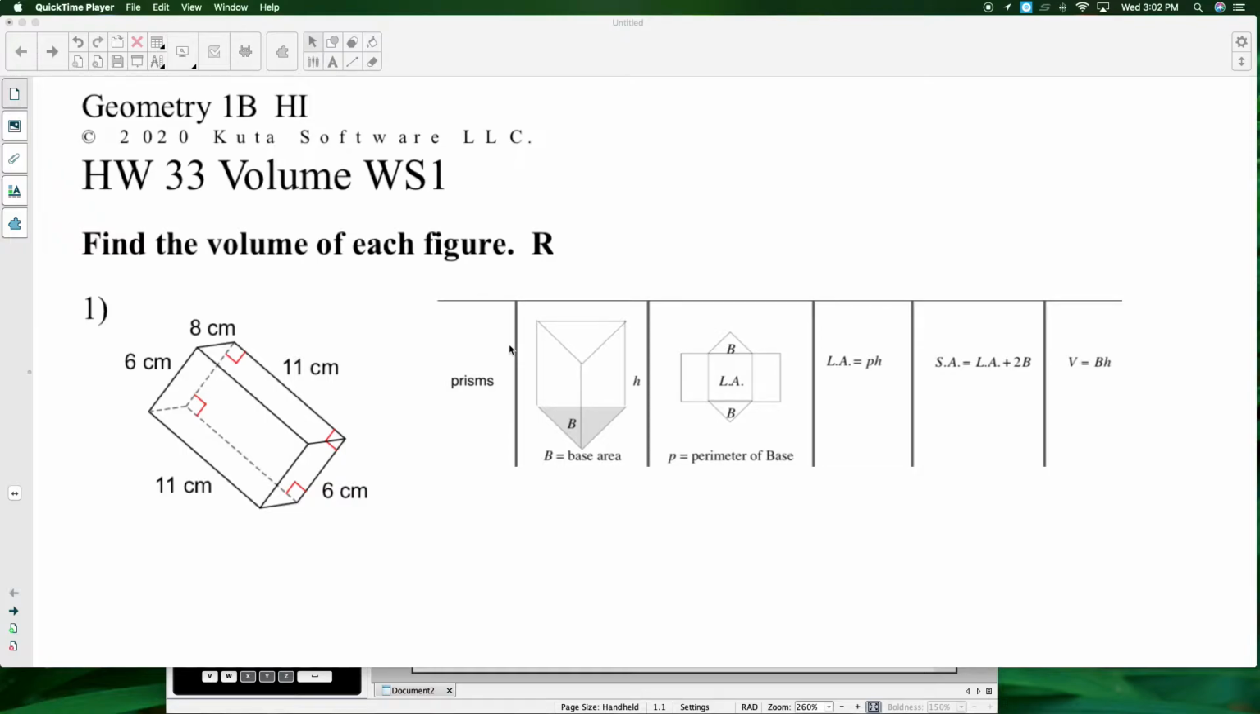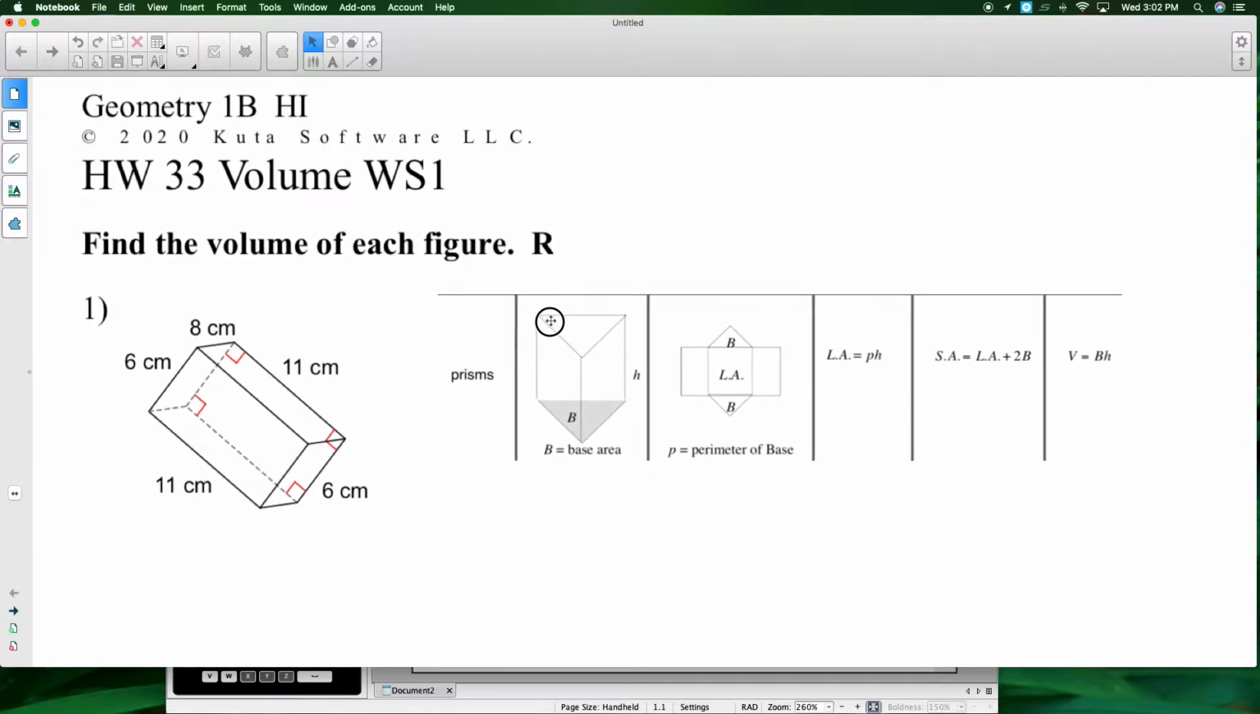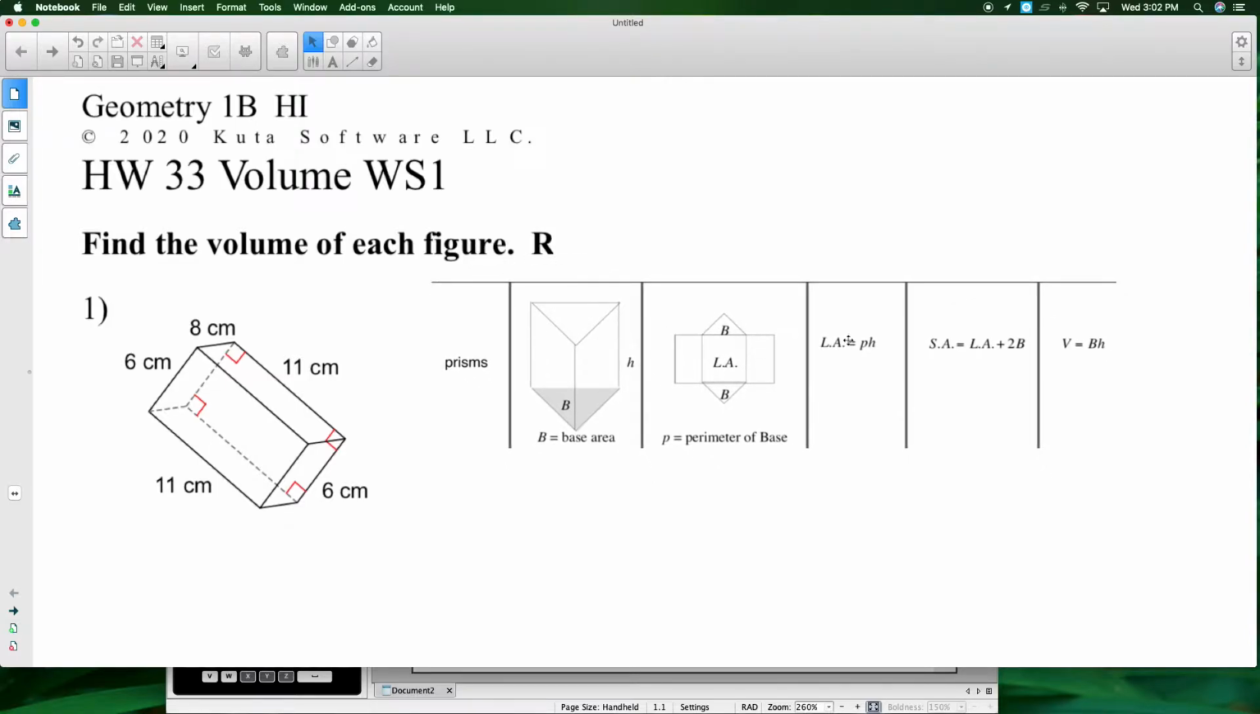But I'm going to be very consistent with the way I normally teach this. So, number one on this homework is a prism. You can see that I have my prism formula right here. Since it's volume, we're going to be using the last one right here. Volume equals capital B times H. If you're wondering how to find capital B, it's a rectangle, so a rectangle is base times height, or little b times little h. So here we go.